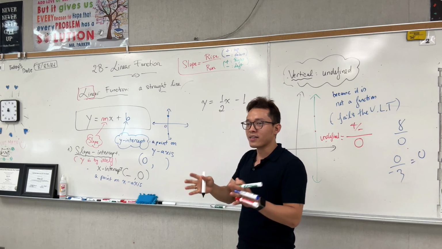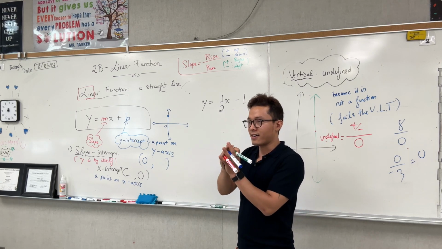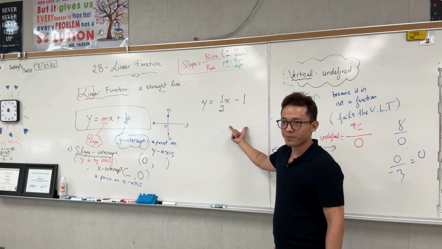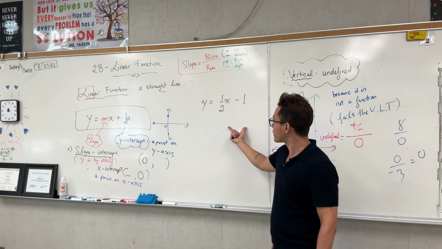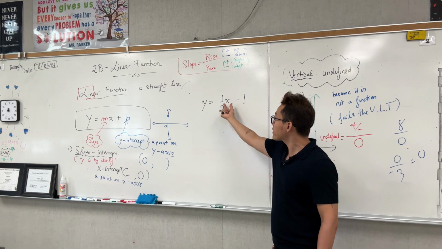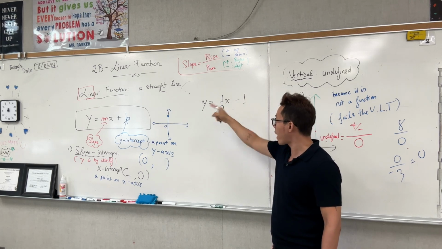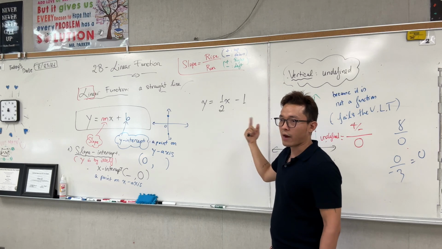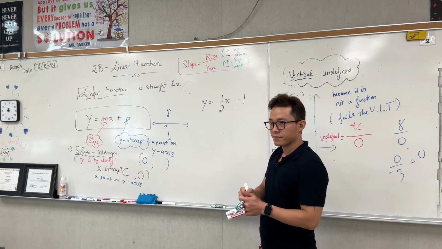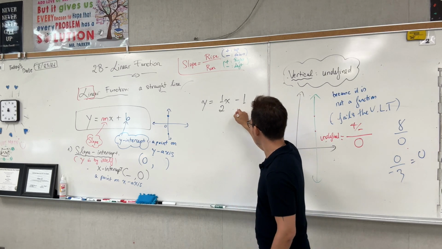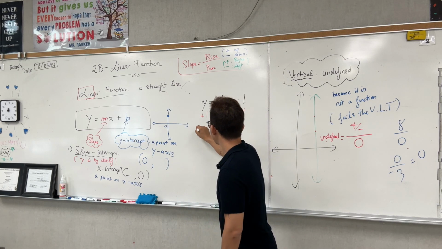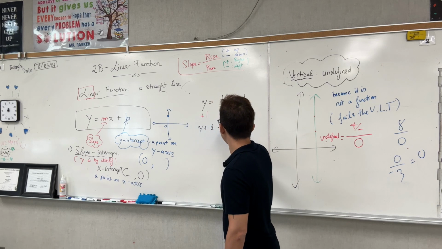Get x and y on one side, and then all the numbers to the other side. So what are you going to do first? Easy, that's not hard. William, what are you going to do? Well, x is already here. You bring the y together with the x, and then move the number to the other side. How do you move it? Plus 1 first. So you're going to have y plus 1 equal to 1/2 x.